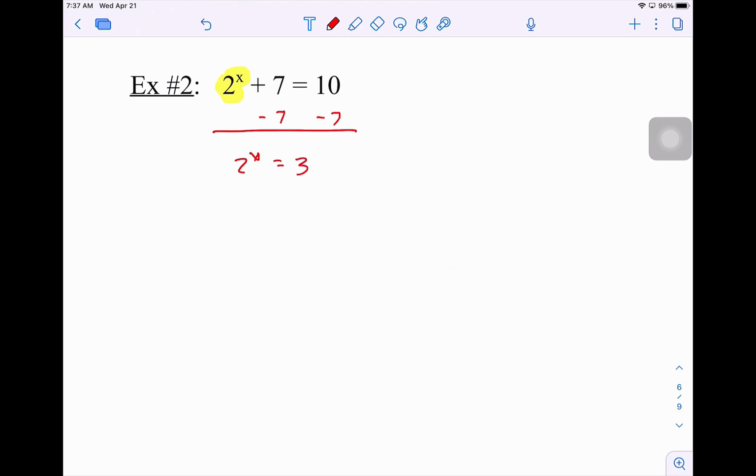Now we're at the point where we kind of were in the last example, except 2 and 3 are not both powers of the same base. I can't rewrite them both as powers of 2 or anything along those lines. So in this case, I'm going to do it a little bit differently. At this point, I'm going to take the log of both sides, using one of the properties we talked about the last couple of days. So we will have the log of 2 to the x equal to the log of 3.